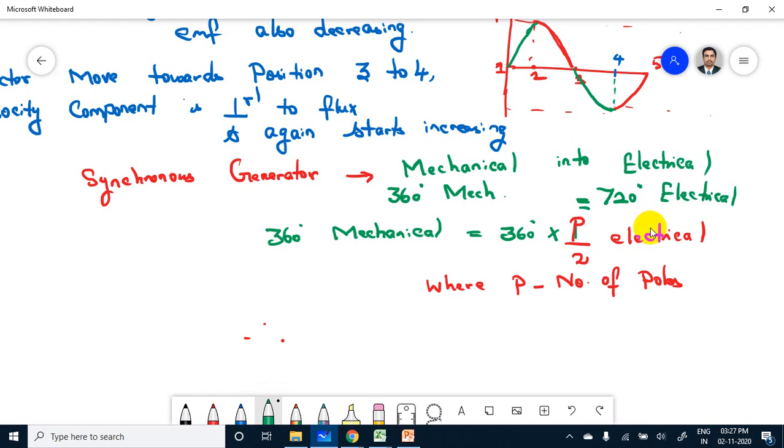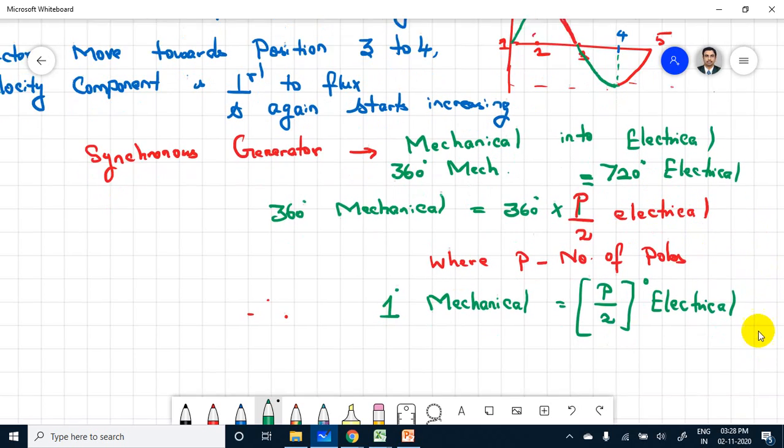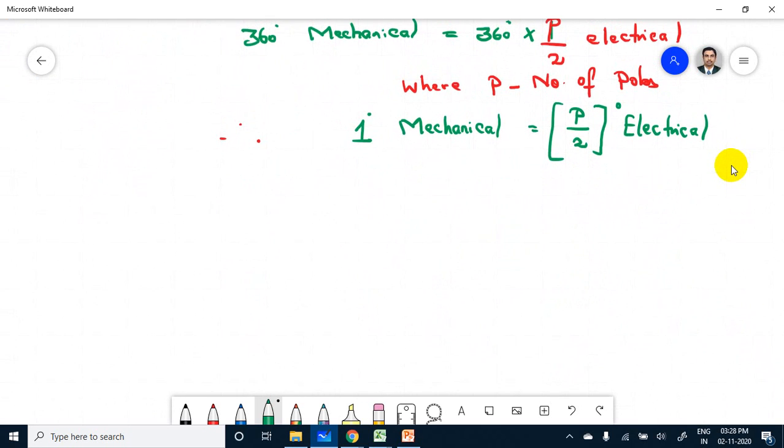Therefore, note down: 1 degree mechanical equals P by 2 degrees into electrical. In this manner we have to write. And one more thing, we have to find the frequency, because in our country we are operating at 50 hertz.